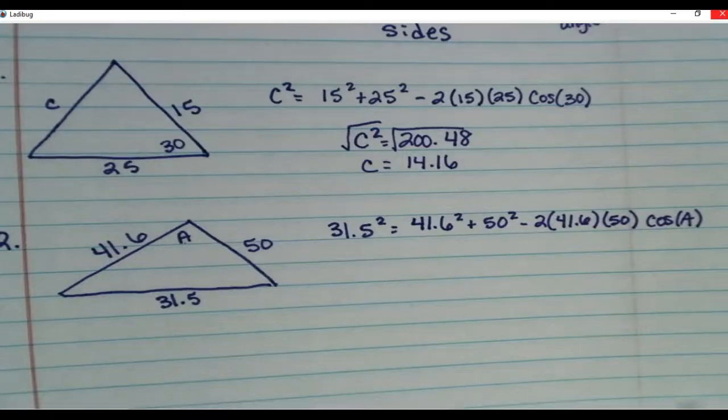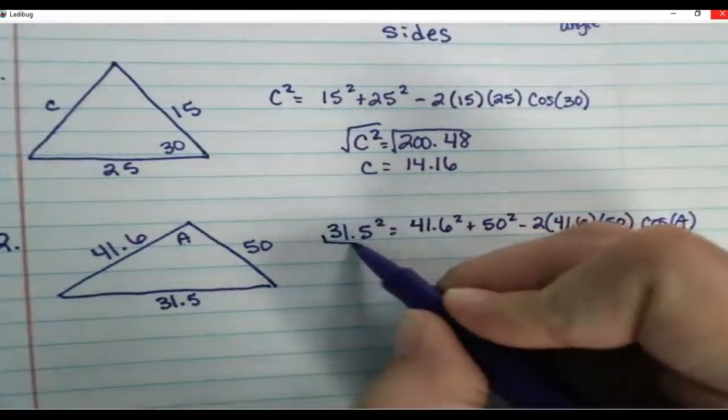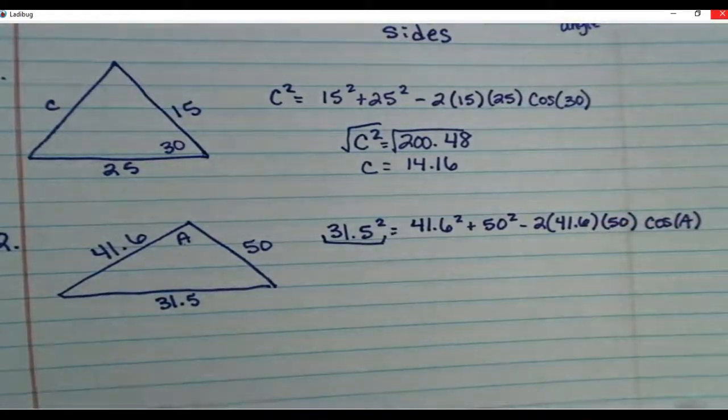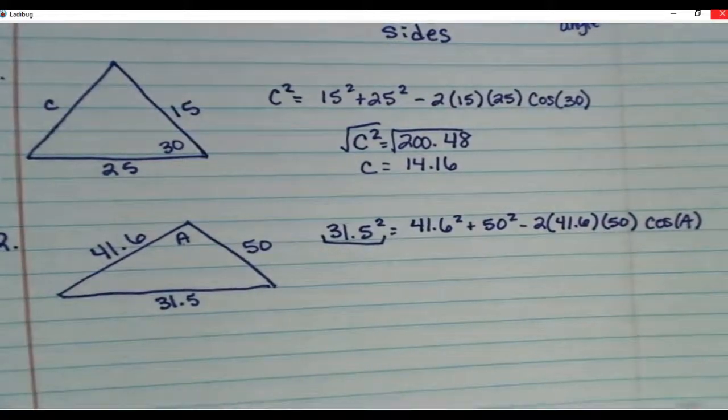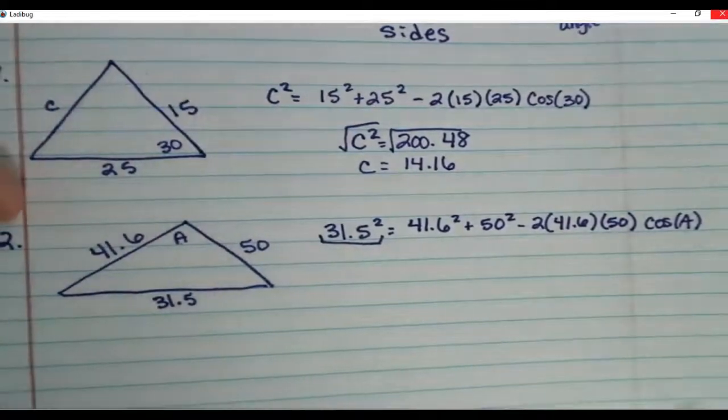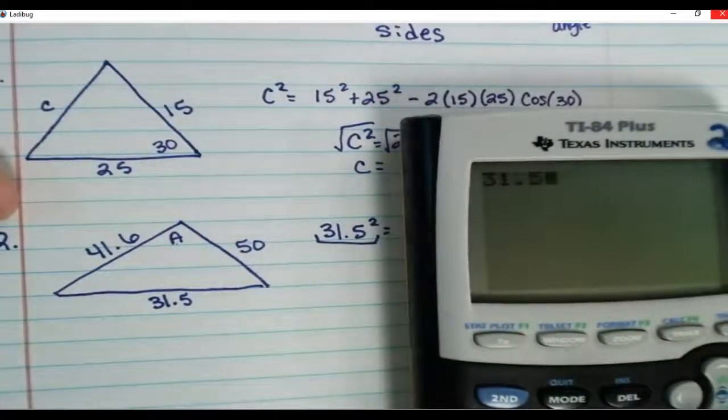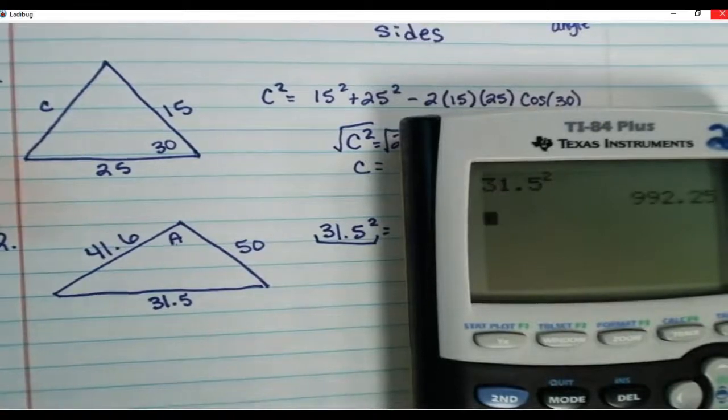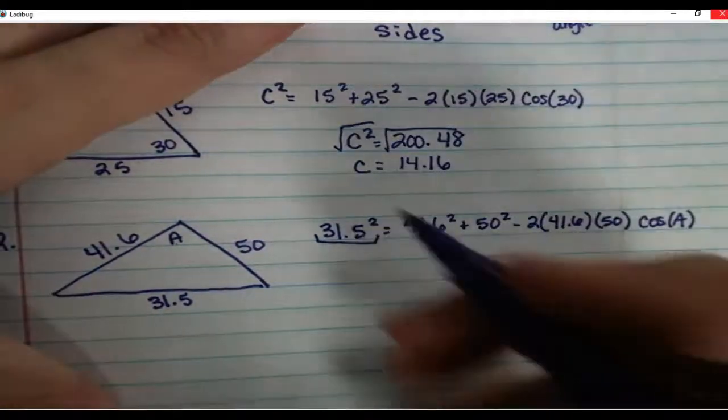Okay, so these, when you're finding the angle, are a little bit different because our unknown is on the right with all the other stuff, so we have to get it by itself. So what you want to do is split this into little pieces, and you want to simplify each little piece. So first we're just going to do this 31.5 squared. Okay, so that's our first thing that we want to simplify. So that gives us 992.25.